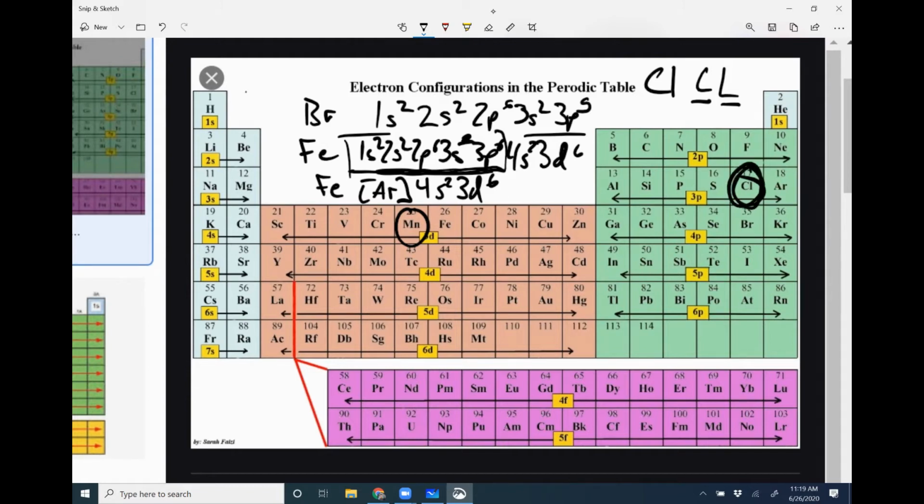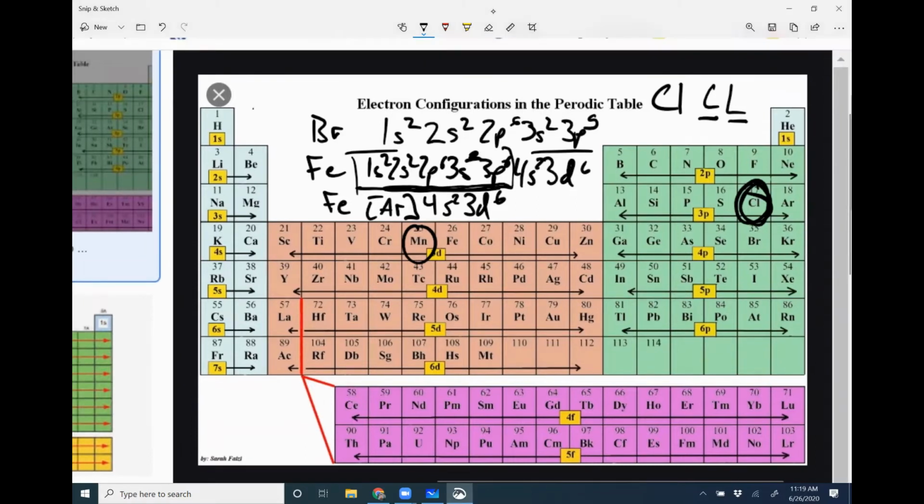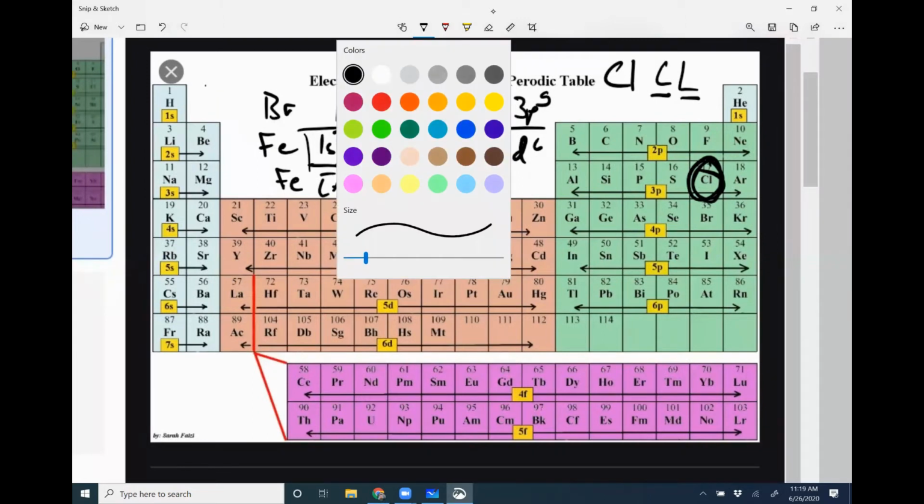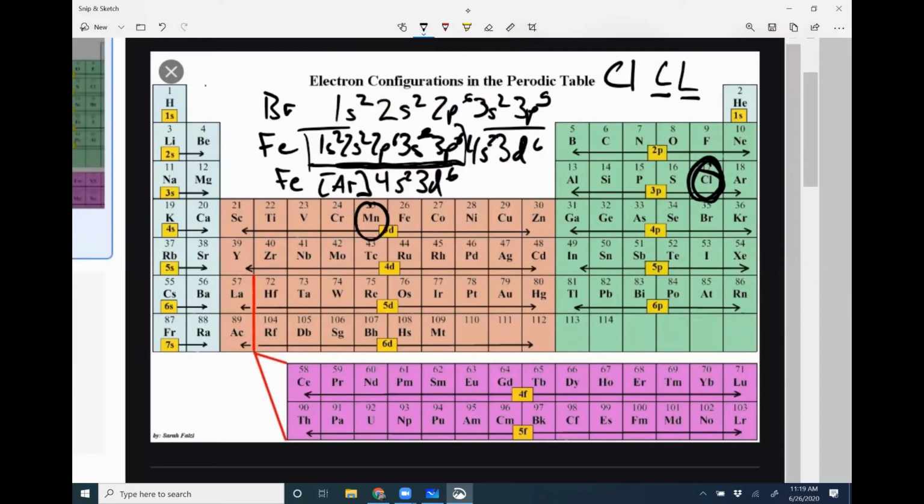We were doing bromine before. Chlorine is number 17. I don't know why I did that. Let's go ahead and erase this stuff. Yeah, we can do that right after we do the chlorine one.